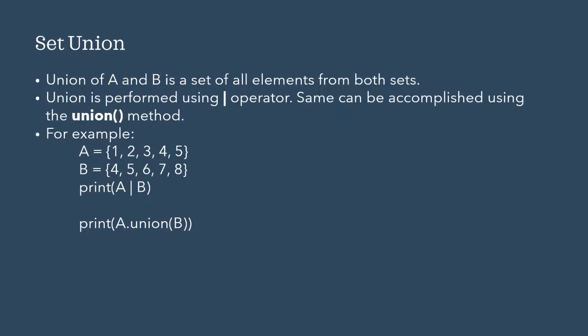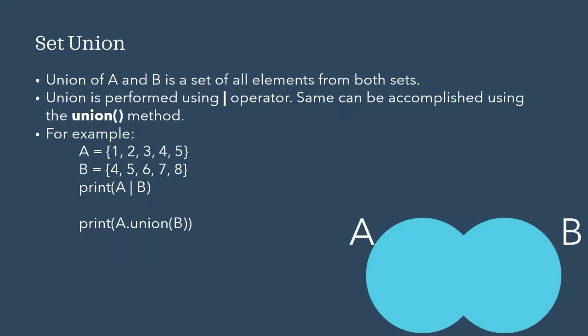If I'm using the method instead of the operator, I will write A dot union of B or B dot union of A. In the case of union, the order doesn't matter. A union B will be the same as B union A. In the Venn diagram, the set union is basically all the elements in both the sets without duplication. In this example the output will be 1, 2, 3, 4, 5, 6, 7, 8. Since 4 and 5 are in both sets, and because it is a union, we remove the duplicates. So we have 8 elements in the output.